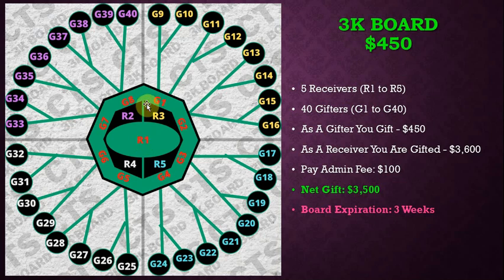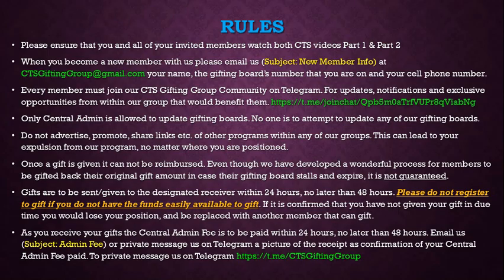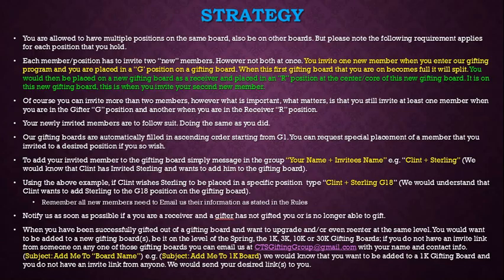so when you're in the G position, you invite a new member, and when the board fills, you're placed on a new board in a receiver position, in an R position. That's when you bring in your second invited member. Okay, I really hope that I didn't make it too confusing for you, but you could always rewatch the video and hopefully it will become clearer to you. If you have questions, you could always email us as well.